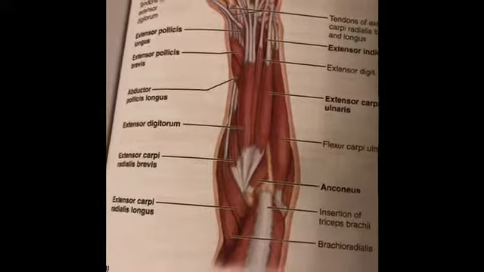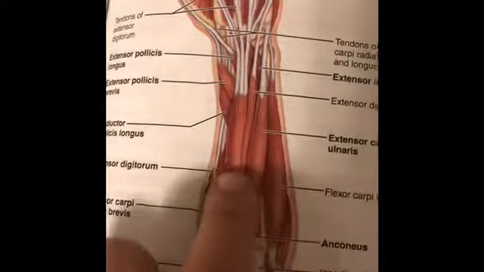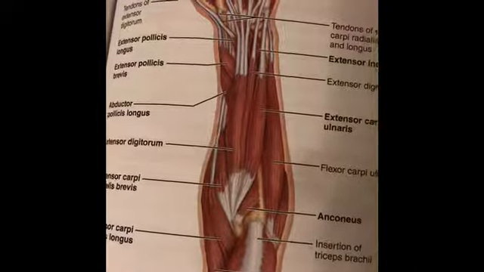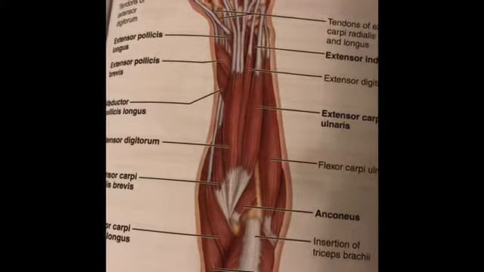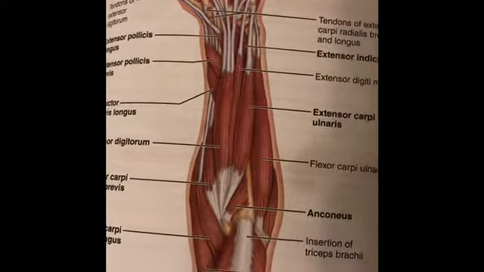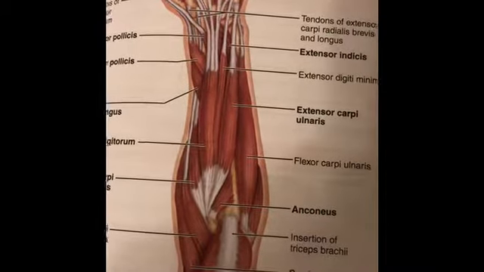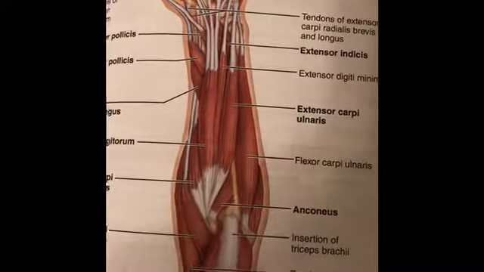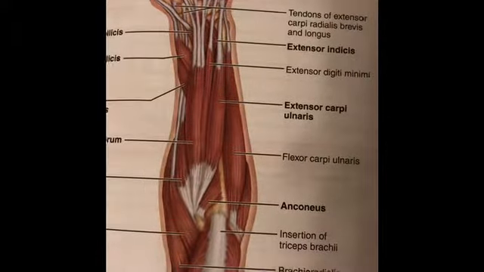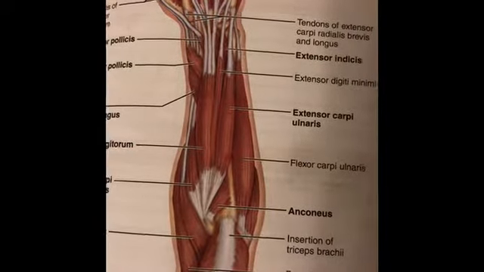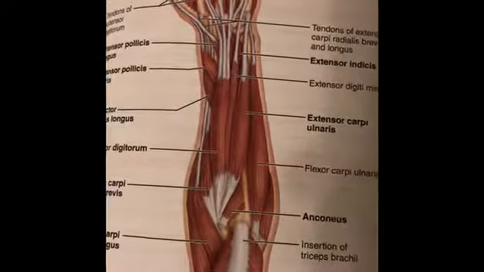Next is the extensor digitorum, which is found right here. Its origin is the lateral epicondyle of the humerus. Its insertion is by 4 tendons into distal phalanges of fingers 2 through 5. Its action is that it is the prime mover of finger extension.